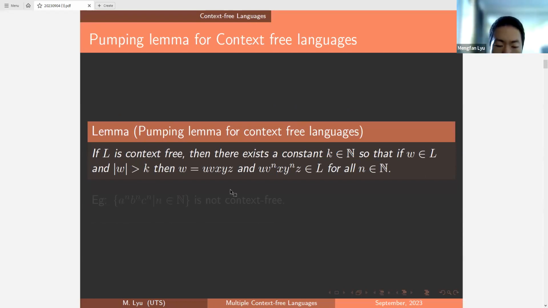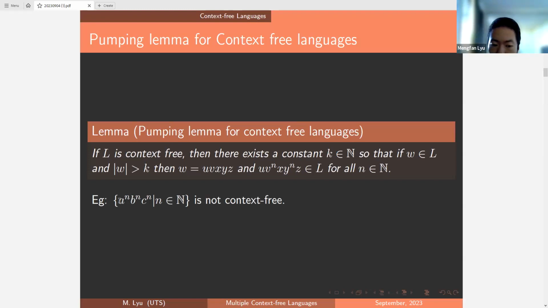Another famous thing is the pumping lemma of context-free languages. If the language is context-free, then for any word in this language, we can do this pumping rule, in which we cut the word. For any word, we can cut it into 5 parts, and then we can pump the second and fourth parts. Using this rule, we can show that some languages are not context-free.